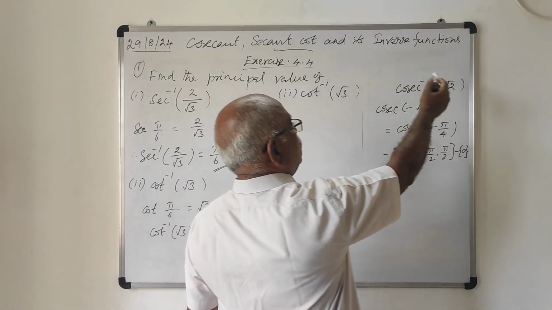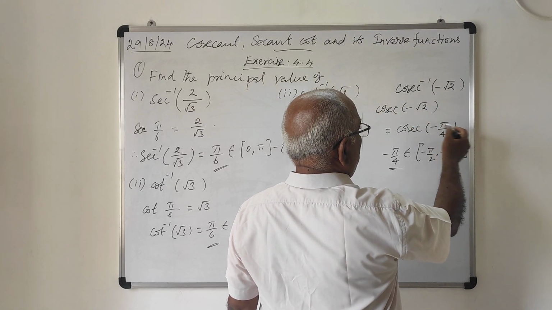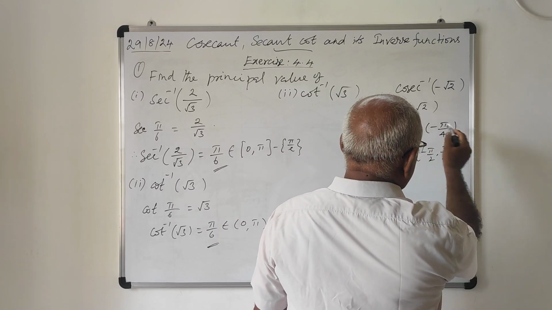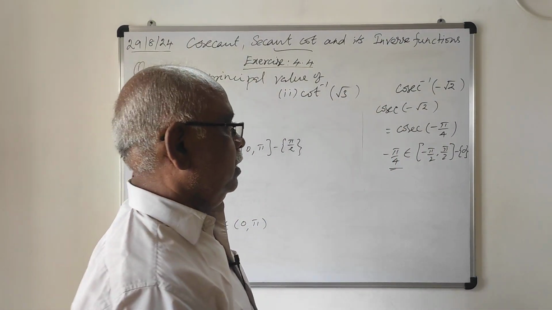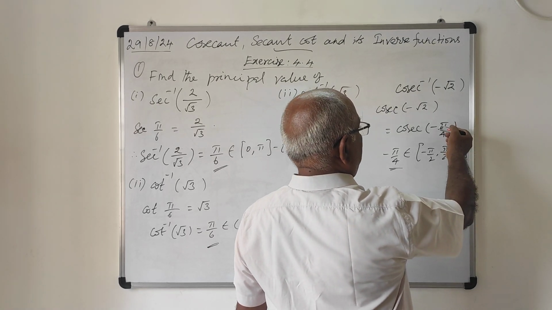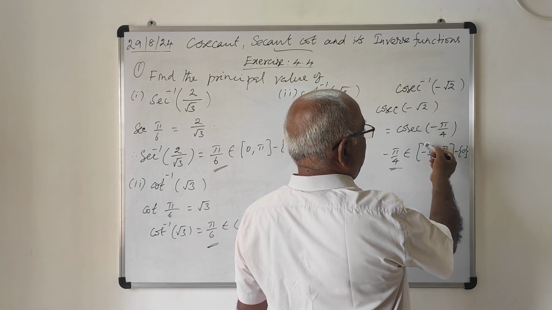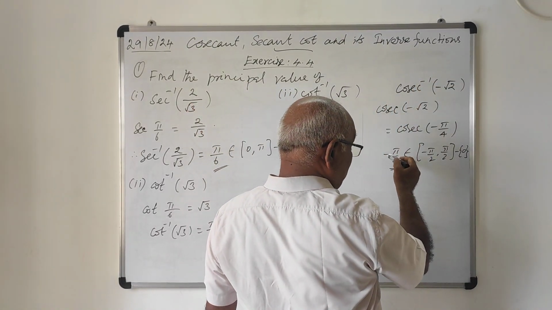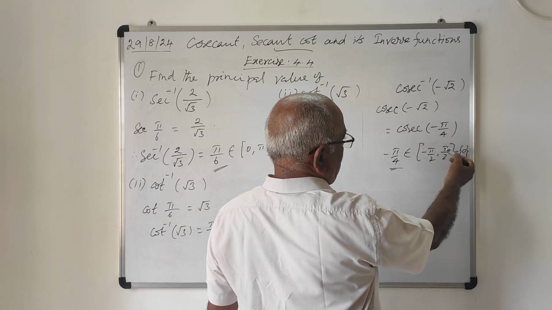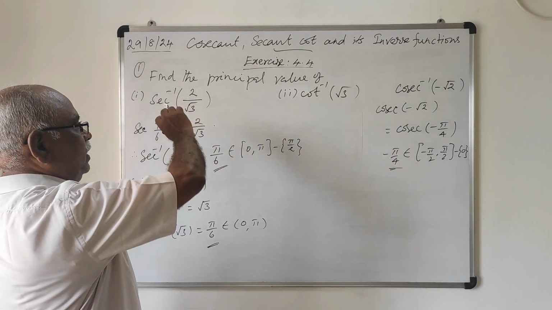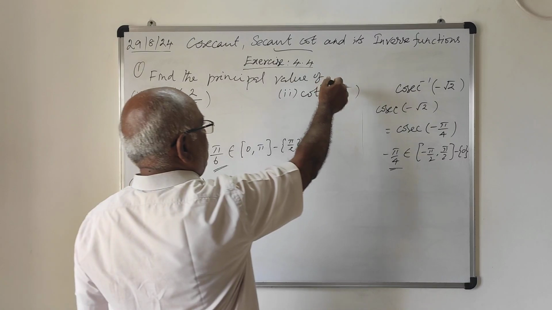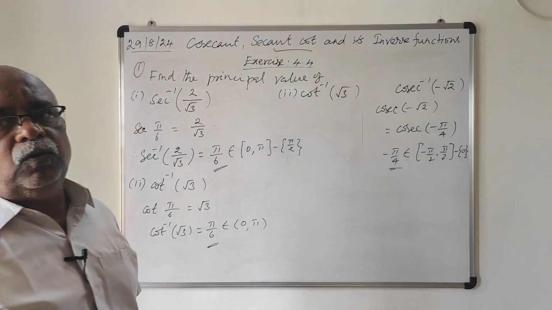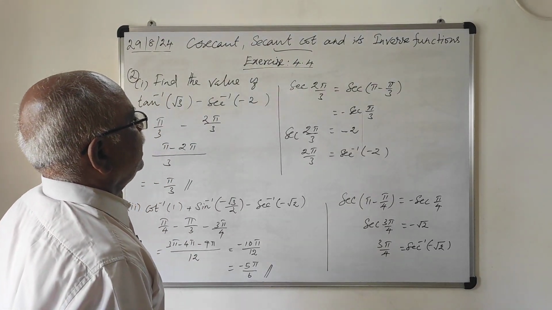Similarly, cosecant inverse of minus root 2 is minus cosecant inverse root 2, which is minus pi by 4, that is minus 45 degrees. Minus 45 is also in the domain minus pi by 2 to plus pi by 2 except 0. So cosecant inverse of minus root 2 is minus pi by 4. So the principal values of these three functions are: the first is pi by 6, cot inverse root 3 is also pi by 6, and cosecant inverse of minus root 2 is minus pi by 4. That's all. Okay?